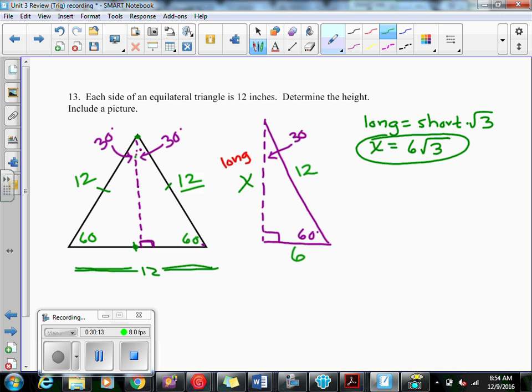It's pretty quick. But if you wanted to do it using the Pythagorean theorem, that's fine too. You'll have x squared plus 6 squared equals 12 squared. X squared plus 36 equals 144. Subtract that 36 from both sides. You get x squared equals 108. And then you're going to take the square root.